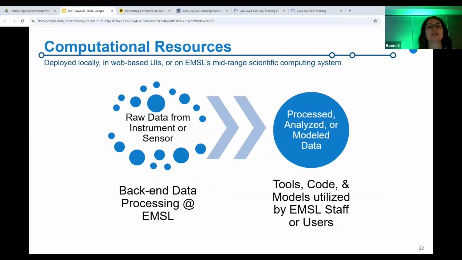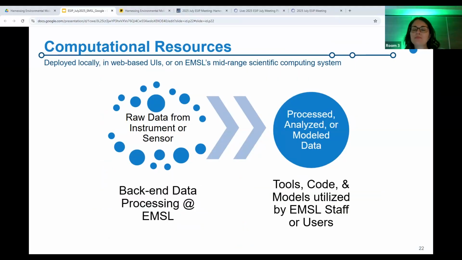So the computational resources at EMSL are really varied, and some are deployed locally and are frequently used by EMSL staff who are working on user projects. Some exist as web applications and can be used by external users, the public, and internal staff. And then others are accessible on our mid-range scientific computing system, which is one of the resources offered through the user program.